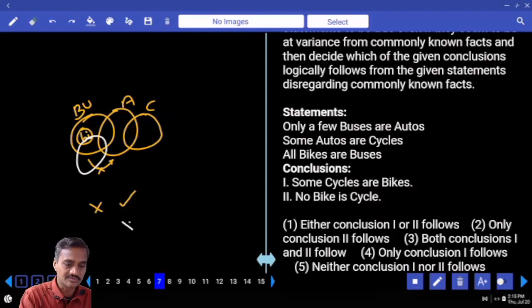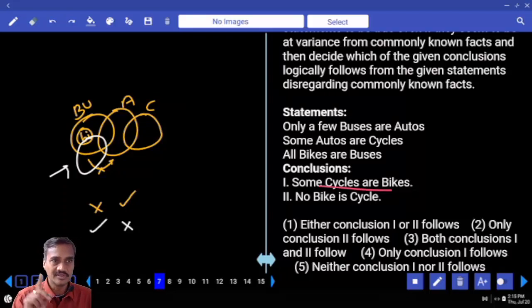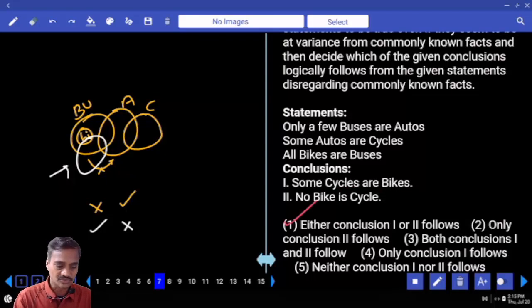Hence in the alternate diagram it is true and the previous conclusion is false. And again in this diagram, the earlier conclusion, some cycles are bikes, has now become true. When the negative conclusion is true in the basic diagram, the affirmative is false. And in the alternate diagram, the affirmative is true and the negative is false. Hence what is your answer? Either 1 or 2. Choice 1, question number 7.